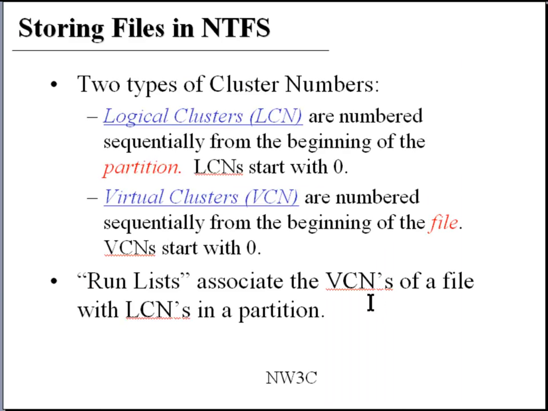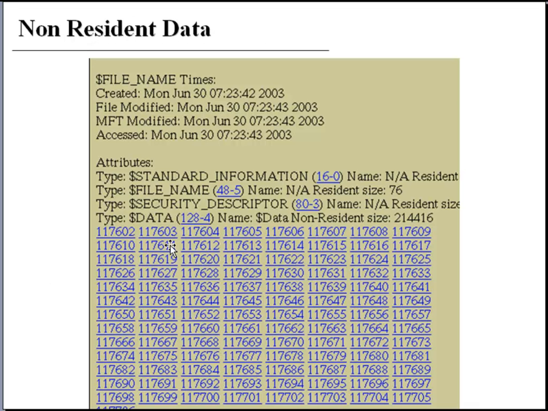Okay, storing files in NTFS. There's two types of cluster numbers. There's a logical cluster, which are numbered sequentially from the beginning of the partition, and they start with 0. And you have virtual clusters. Okay, and the virtual cluster numbers are numbered sequentially from the beginning of the file. So the VCNs start with 0. Let's go back here. So this is virtual cluster number 0, 1, 2, 3, 4, 5.